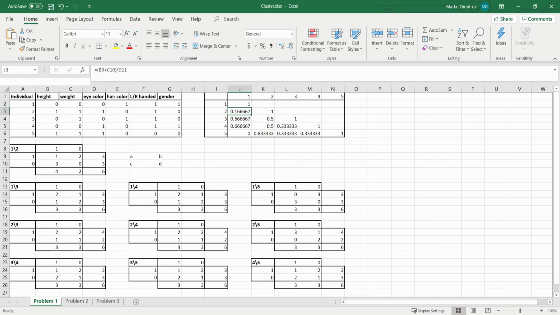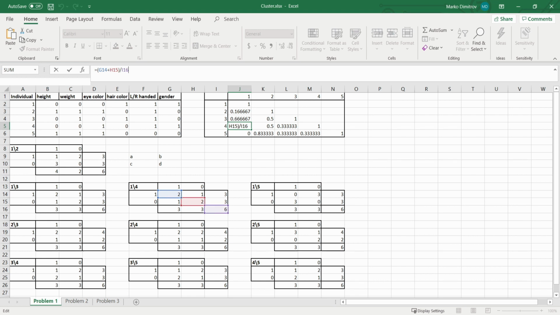You can even write this as fractions, so it is written in the book like that. Then we do the same for 1 and 3. So we find the table for 1 and 3: A plus D divided by 6. Then we go like this, A plus D divided by 6. Then for 1, 4, find the table and compute it: 2 plus 2 divided by 6.